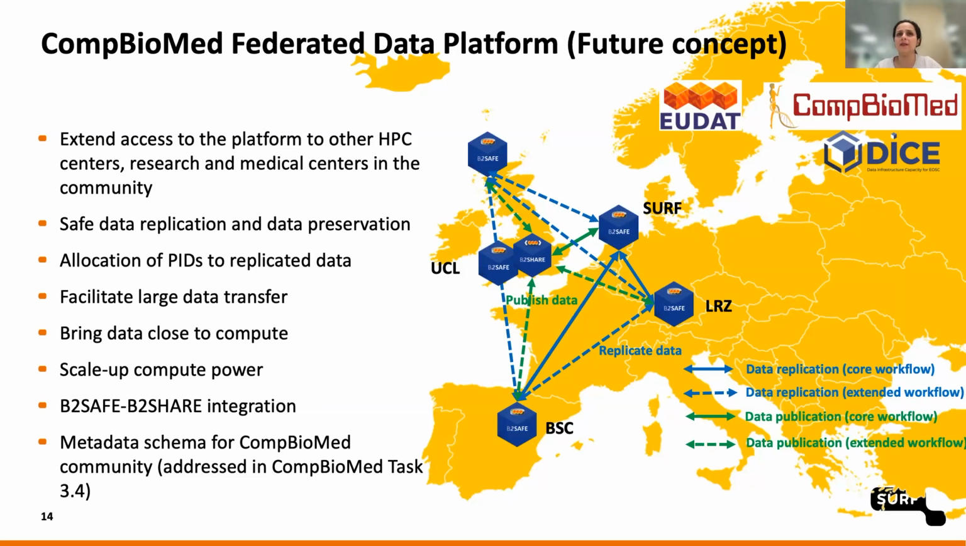It might not mean that they all need to install B2SAFE, but make sure that through, for example, sync and share services, or they have a good connection to this network, and can bring the data close to the HPC center, and then data can be replicated through this platform. Again, safe data replication and preservation, and allocation of PIDs to make data findable were the big things that we have achieved in this work.